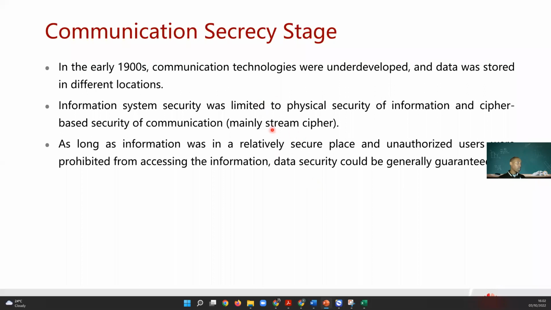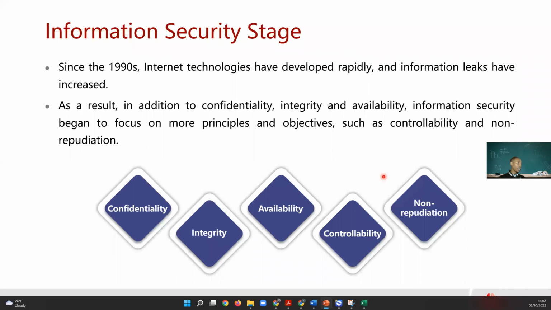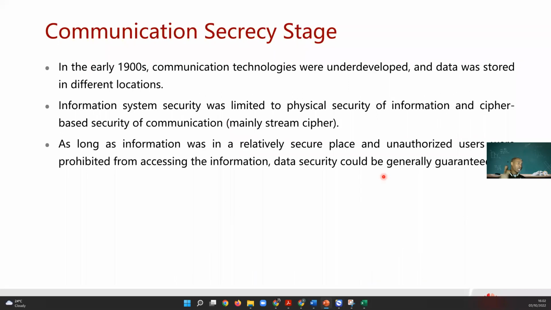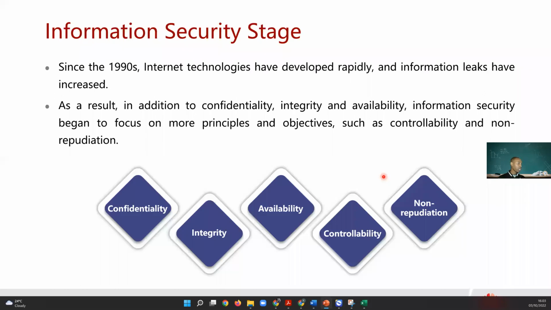Okay, this is the early 1900s. People were ensuring some kind of cipher-based security of information. This is what was happening. Most of the time it was stream cipher. This was early, before we got to where we had the internet, and the internet presented new challenges. So when we went to the 1990s from communication secrecy, it's all about ensuring that if you're sending some communication, you change the A to a Z, and you have a legend where you do that. Then we had information security.